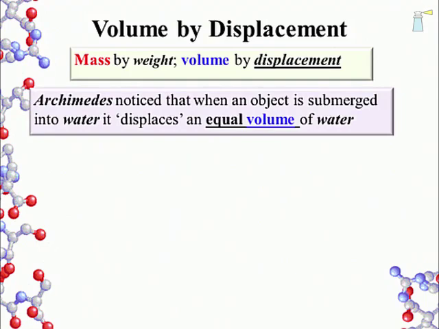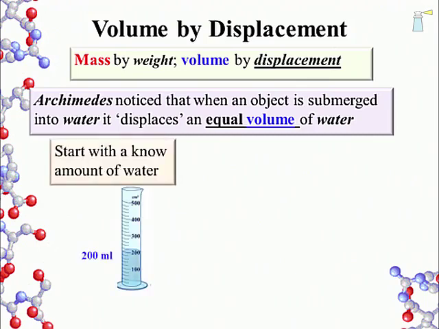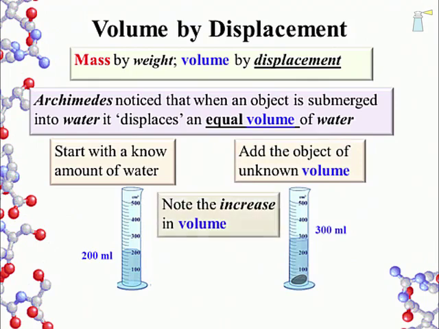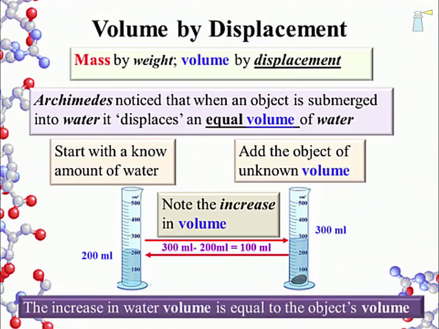It is said he discovered this while he was sitting down in his bathtub. What this means is that if we start with a known amount of water in a container that allows us to measure that amount of water, and we add the object of interest of unknown volume to the water, and note the increase in volume of water due to the addition of the object, we can reason that the increase in water volume is the same as the object's volume. Displacement. The increase in water volume is equal to the object's volume.